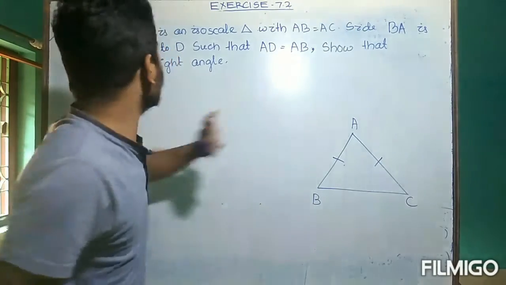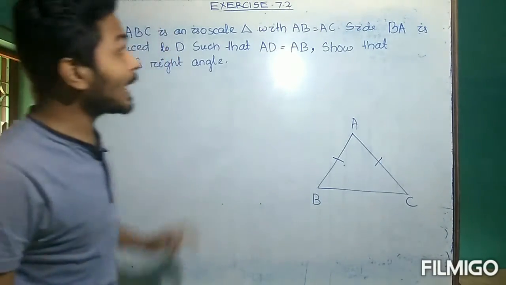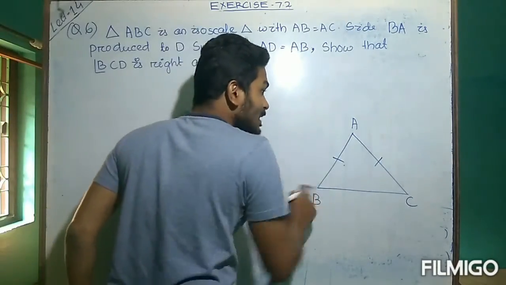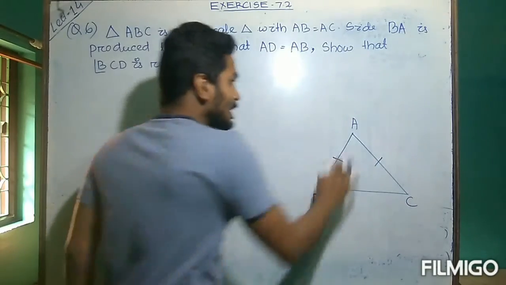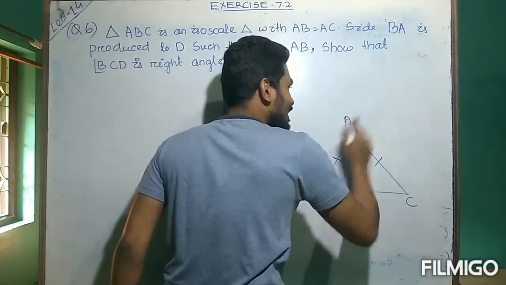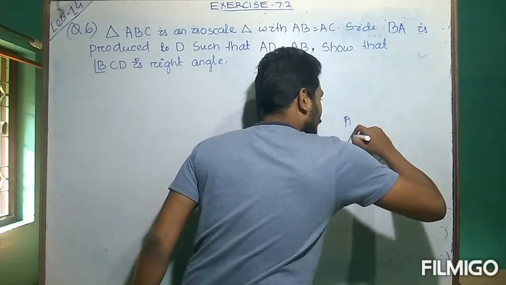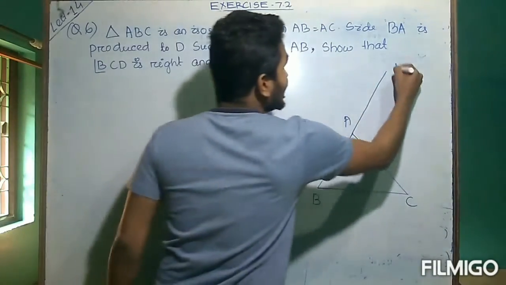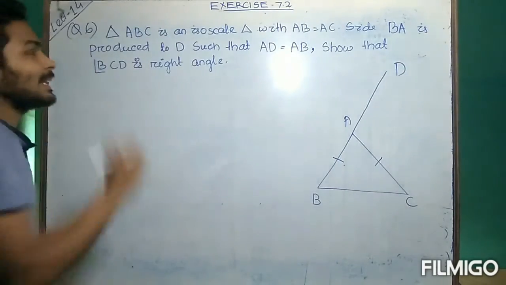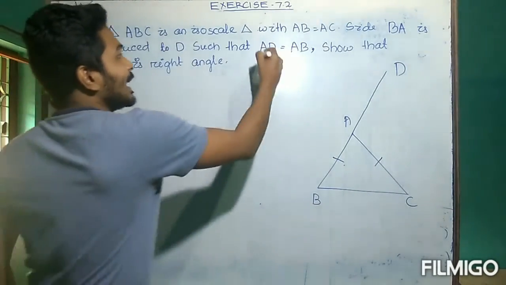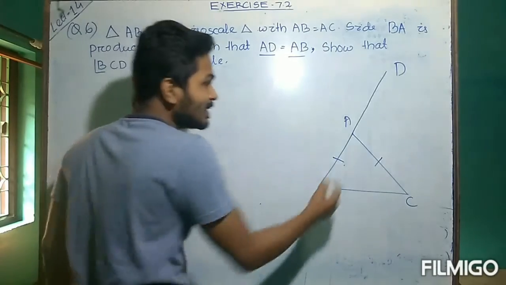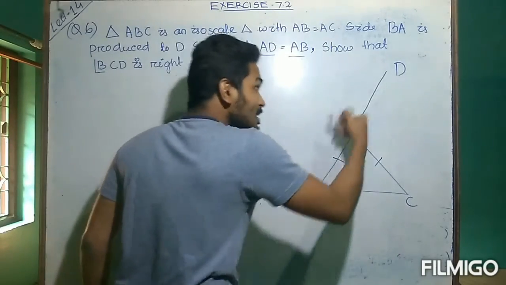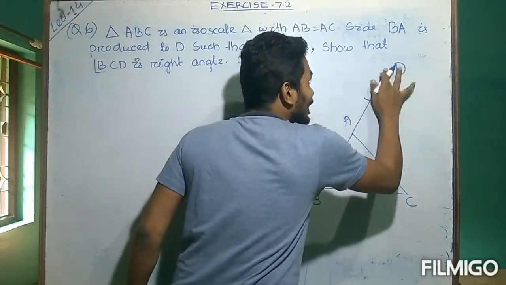Side BA is produced to D. Which side? The side BA is produced. Okay, so it is extended. Produced means it is extended in this direction, like this, to a point D such that AD is equal to AB. It means the length of AB must be equal to the length of AD.